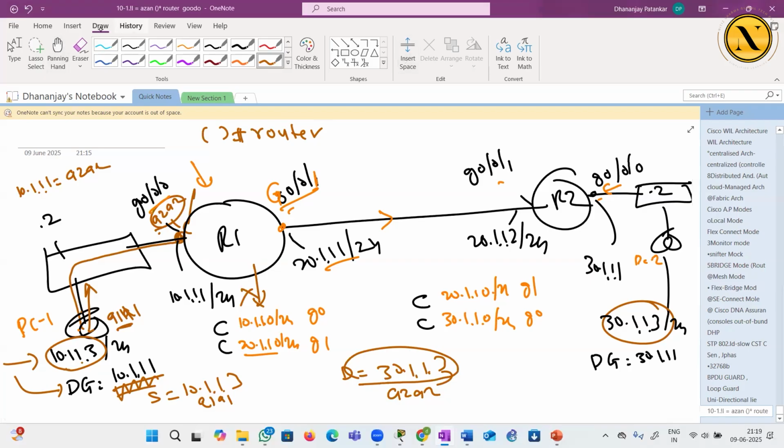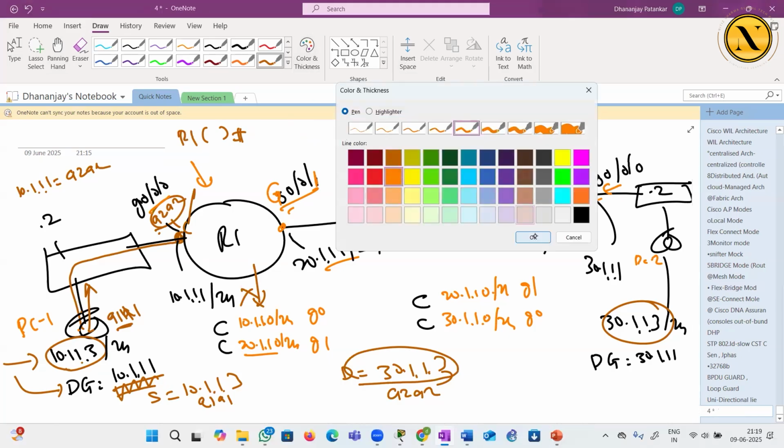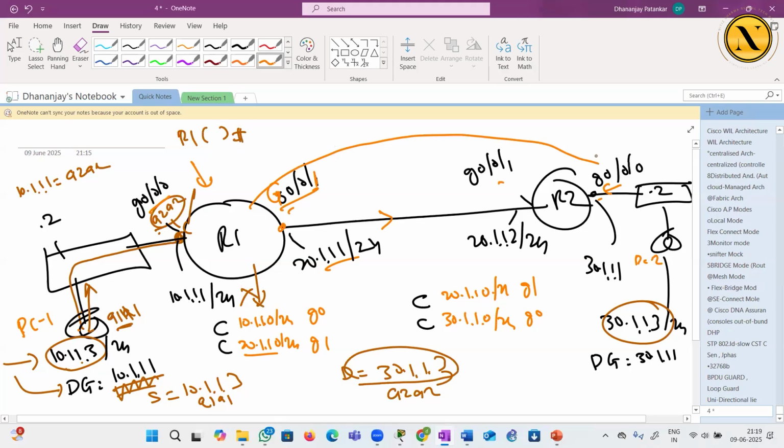Let me remove this. You can go on R1 and you can configure a static route up to this remote network, which is 31.1.0, right? So you go there and say IP route, because 10 and 20 are directly connected to me, right? So I only need to know 30 up to this network or subnet. What subnet is that? Let's say 31.1.0. And what subnet mask they are using? Let's say 255.255.255.0.